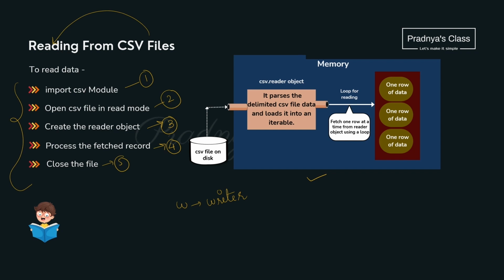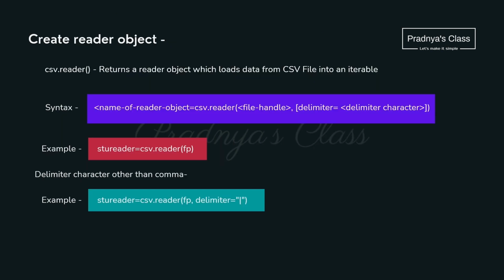Look at the diagram. Data from the CSV file will go to the reader object. The reader object will fetch the data. After that, using a loop, we will fetch the data row by row. After fetching the data, we can process it according to our requirement. Alright then, let's try to understand how to create a reader object.